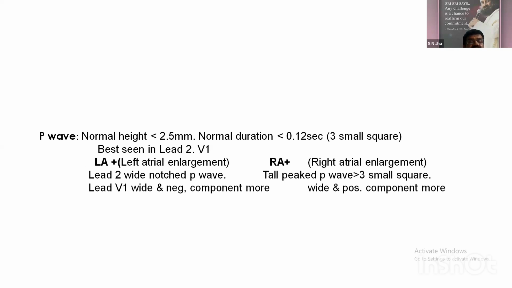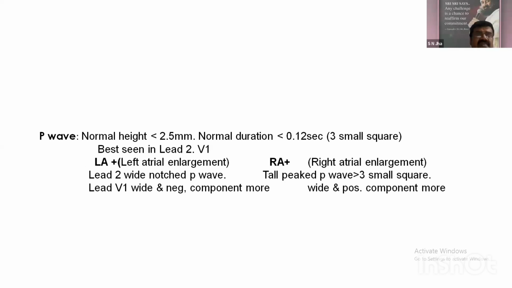What will happen in left atrial enlargement? The P wave will be wide and notched. In right atrial enlargement, P wave will be tall and peaked. Tall means more than 3 small squares, and wide it should be more than 3 small squares, or sometimes they say more than 2.5 small squares.